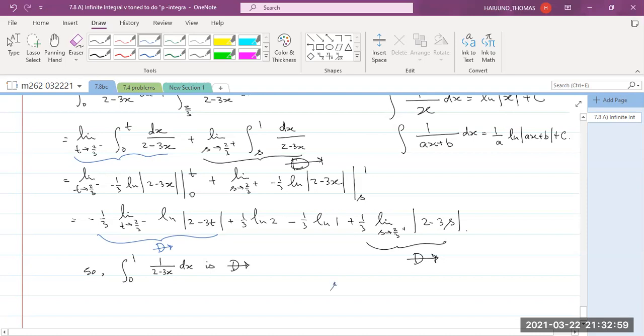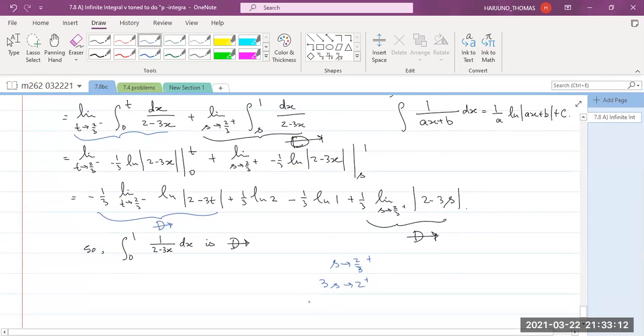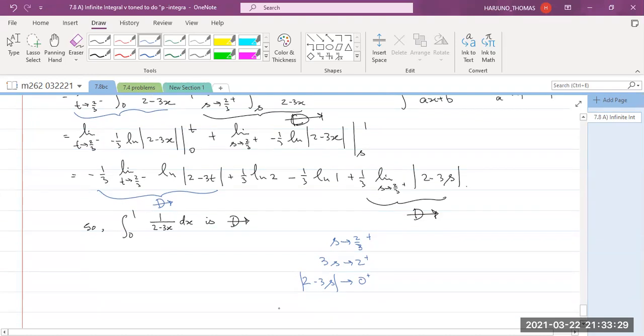Okay, notice that when s goes to 2/3 from the positive side, then 3s is approaching 2 from the right-hand side. So 2 minus 3s, inside the absolute value, will be approaching 0 from the positive side. Now then, what happens to the natural log? Natural log of 0 from the positive side is actually going to negative infinity, right? I hope that explains what happened here.